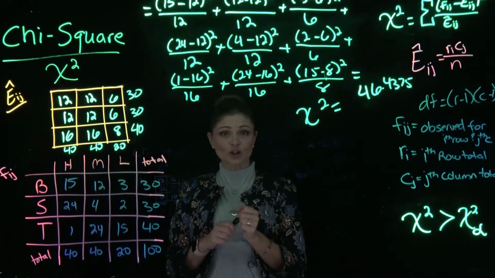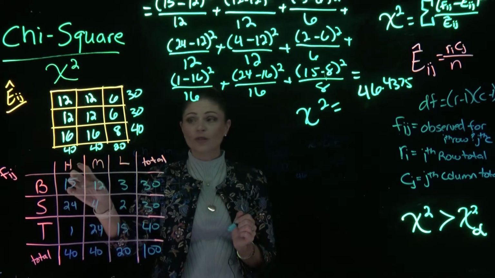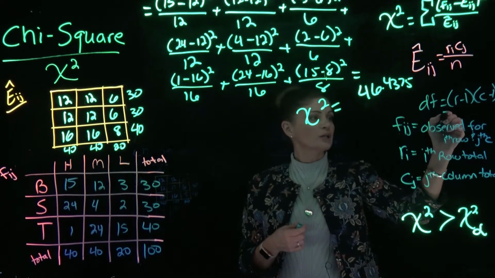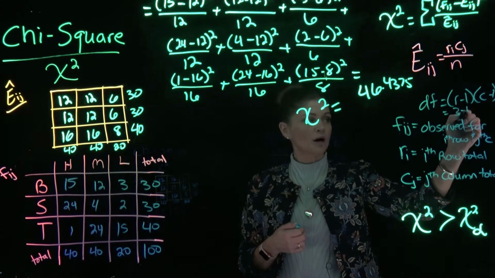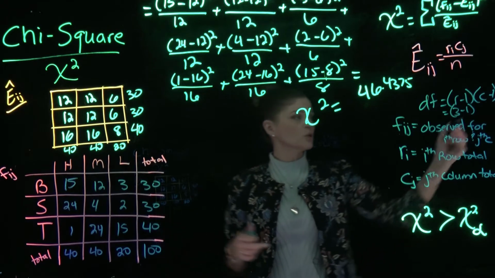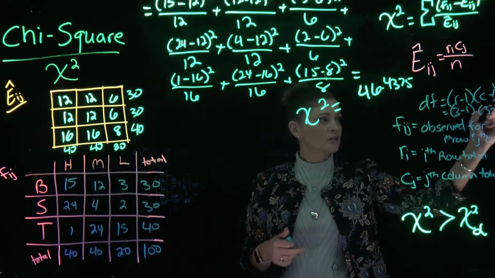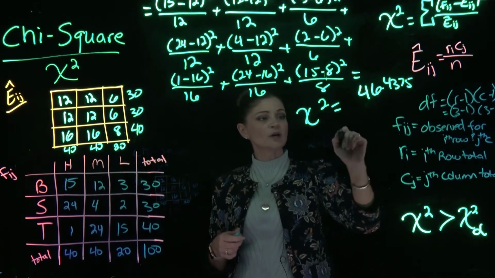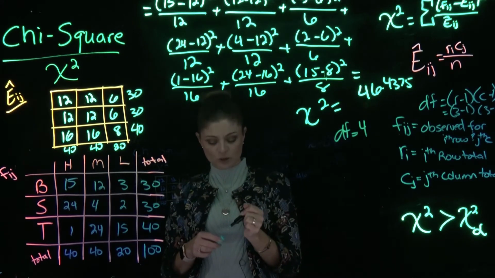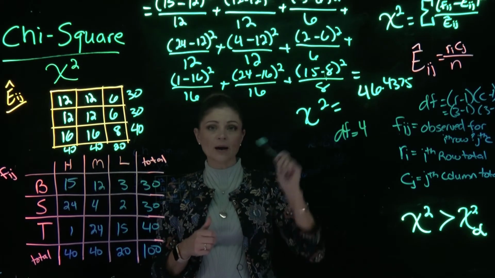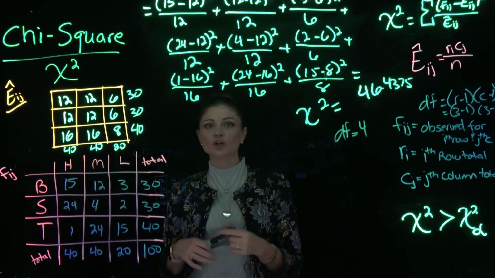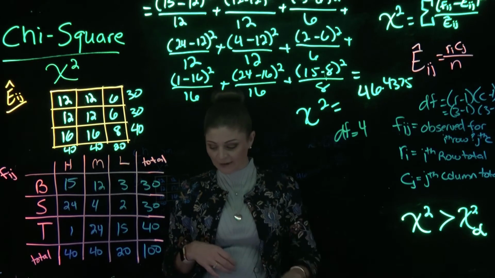So in this particular case, we have 3 rows, 1, 2, 3. So we're going to do 3 minus 1. And then our columns are also 3. So we're going to do 3 minus 1 there. So 2 times 2 in our degrees of freedom is going to be 4. So on our chi-square table, we're going to look up degrees of freedom 4, and our significance, in this particular scenario, we can use 0.05.